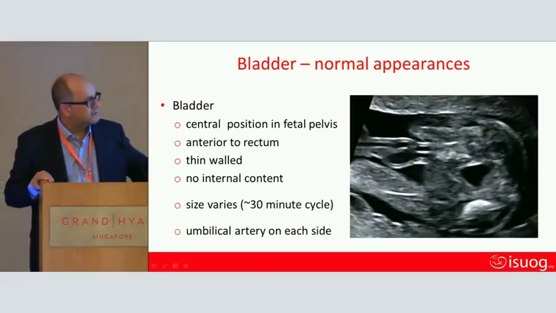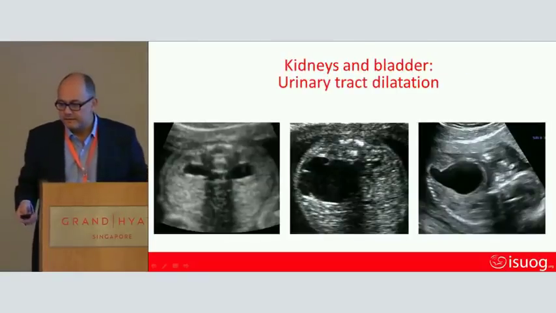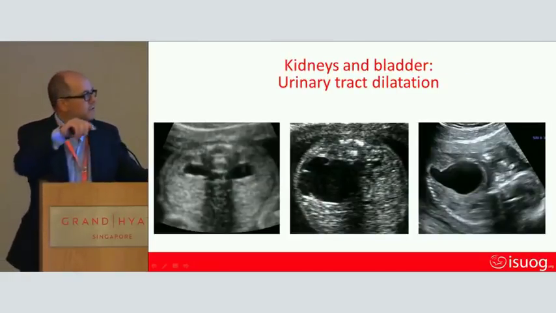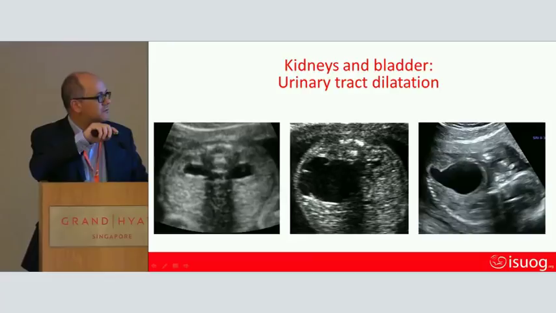And either side of the bladder is the umbilical artery. So if I put color onto this image, I would see the umbilical artery on each side. And here we have dilatation. What is this called? This is bilateral hydronephrosis. So I have a little bit of extra fluid on both sides of the kidneys. Here it's on one side of the kidney.